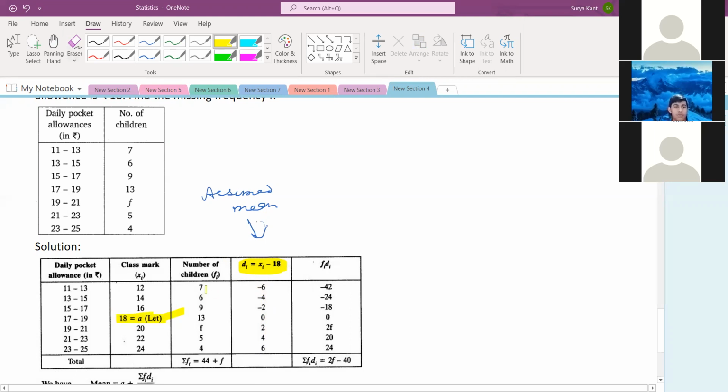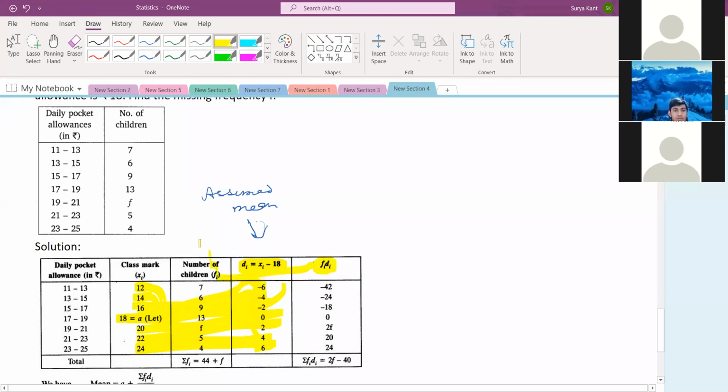So see, xi is 12. 12 minus 18 is minus 6. Again, 14 minus 18 is minus 4. 16 minus 18 is minus 2. 18 minus 18 is 0. 20 minus 18 is 2. 22 minus 18 is 4. 24 minus 18 is 6. So these are di. Now you have to multiply fi and di.